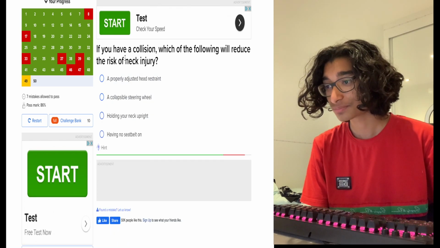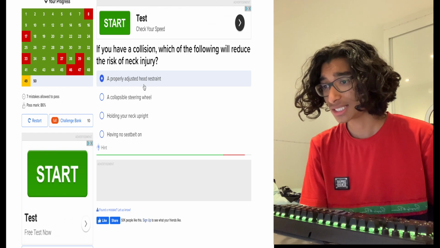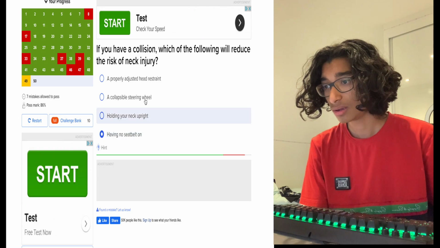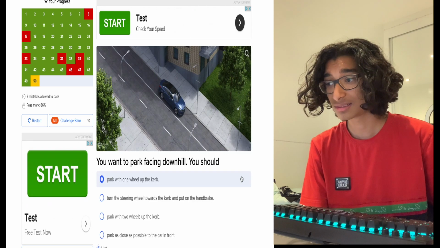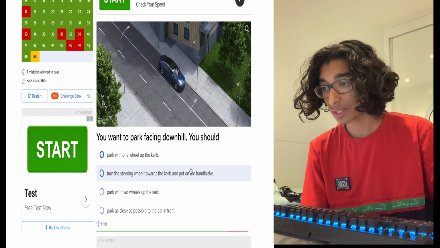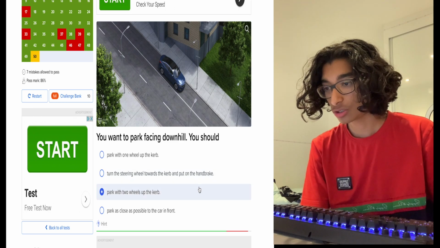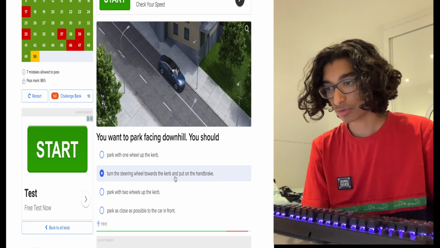That is so sad. If you have a collision, which of the following will reduce the risk of neck injury? A properly adjusted head restraint, a collapsible steering wheel, holding your neck upright, having no seatbelt. This one, please, yes. If you want to park facing downhill, you should park with one wheel up the curb, turn the steering wheel towards the curb and put the handbrake on. Park with two wheels up the curb, no. Turn the steering wheel towards the curb, no. Park with one, oh no.